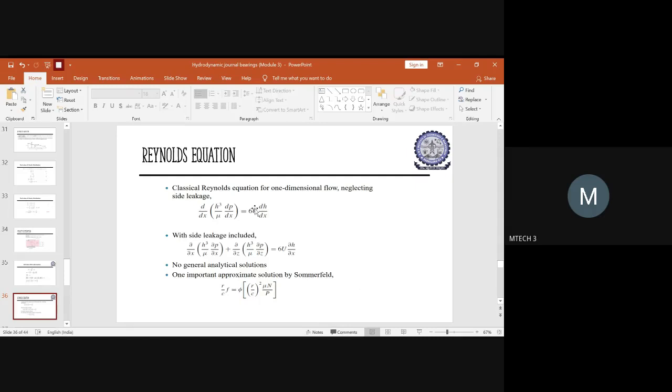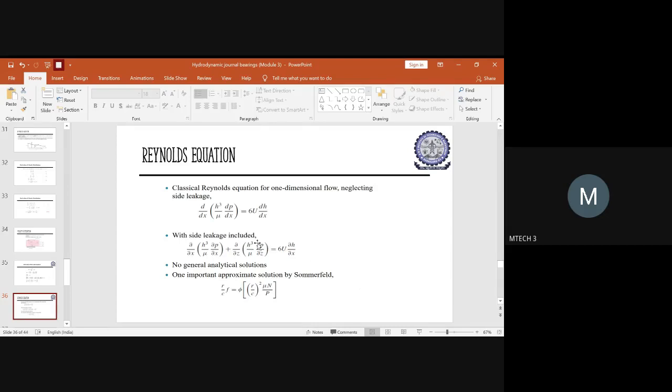If you consider the leakages, then it will be for two dimensional. With side leakages, the equation will get changed here. Why? Because you will be taking with respect to x and with respect to z also. So you will have the same thing here, dou by dou x, h cube by mu into dou p by dou x, plus the extra component for the leakage, which will be dou by dou z into h cube by mu into dou p by dou z. This will be equal to 6u into dou h by dou x. This will be the complete classical Reynolds equation for two dimensional.